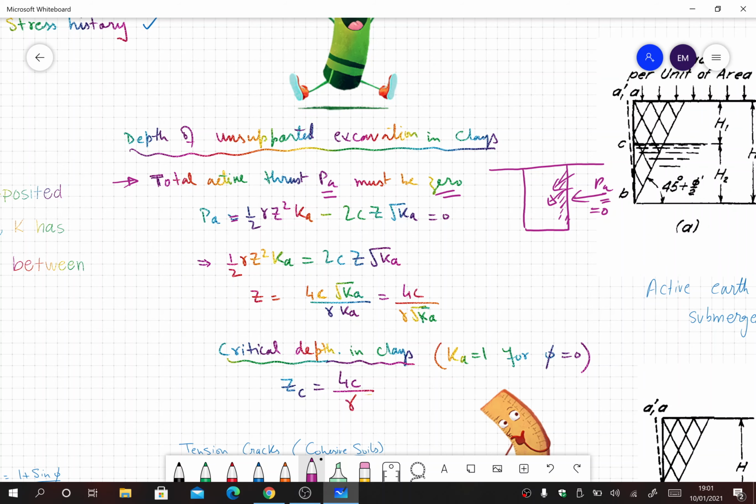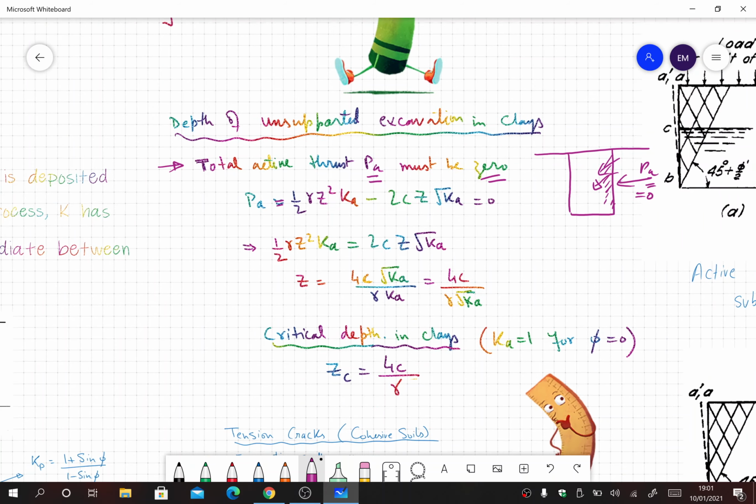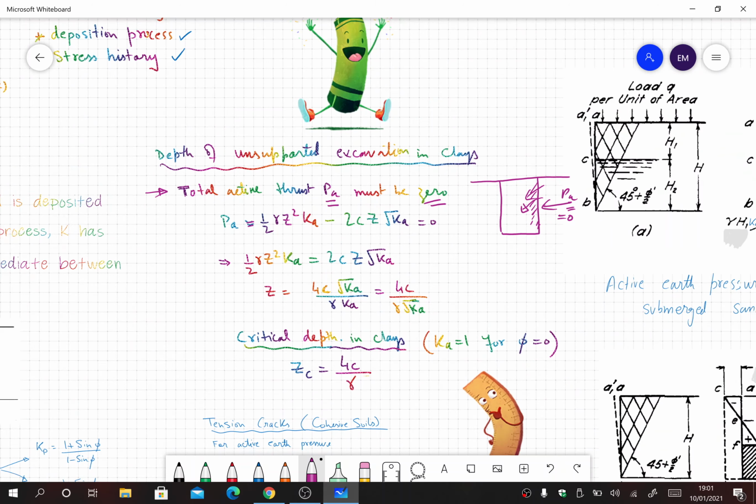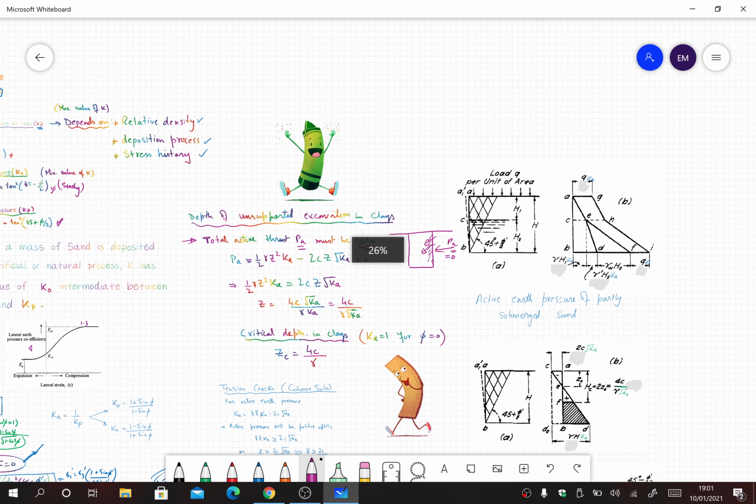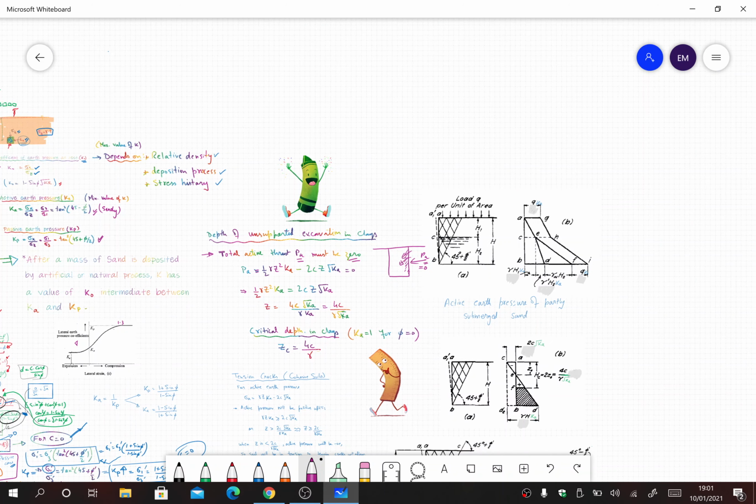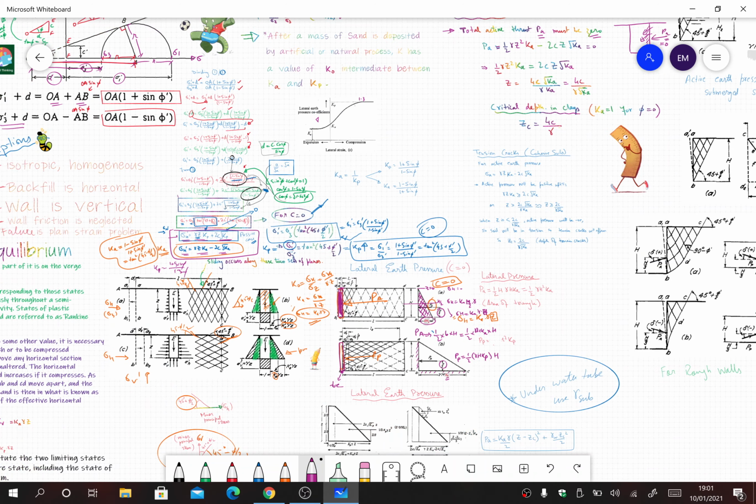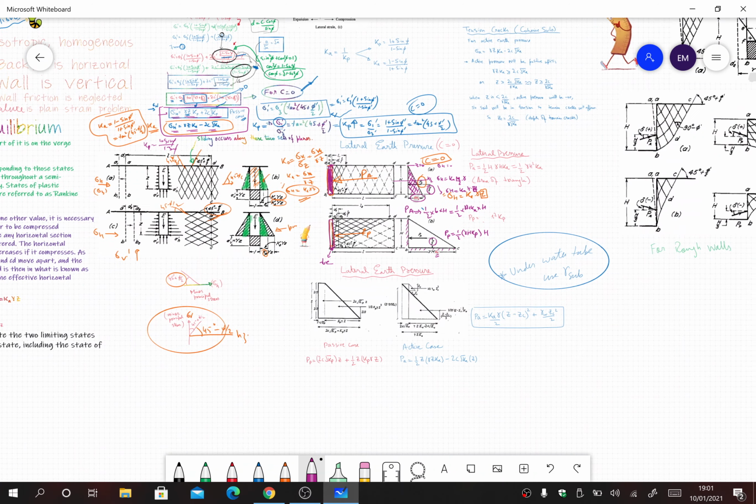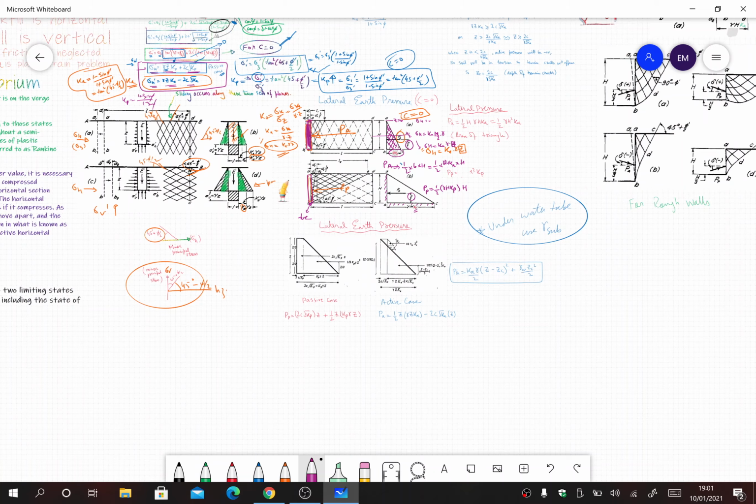Okay, before that, I missed one step actually. We should first see how to convert the stresses into force. We just learned to convert the stresses of c-phi soils. So here is this case. Let me zoom that up.